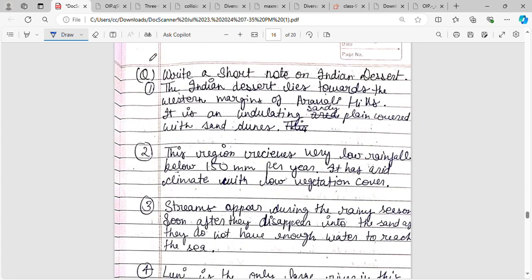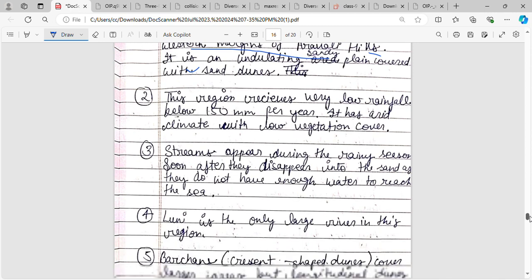The next question. Write a short note on Indian desert. The Indian desert lies towards the western margins of Aravalli Hills. It is an undulating sandy plain covered with sand dunes. This region receives very low rainfall, below 150 mm per year. It has arid climate with low vegetation cover because it's a desert. Indian desert has sandy soil due to which growth of plants, or I should say crops, is not appropriate in that area.